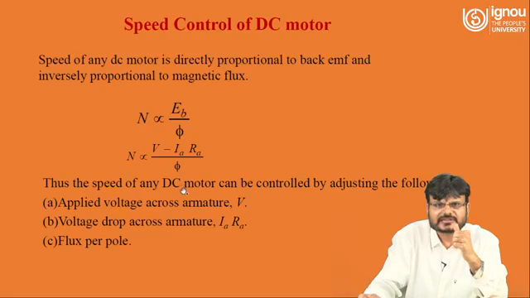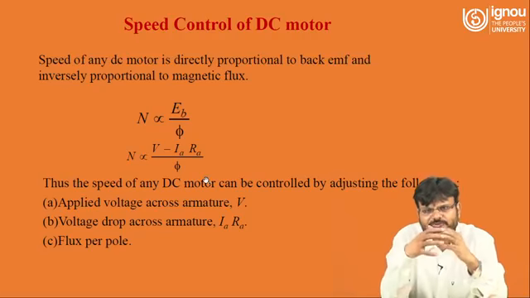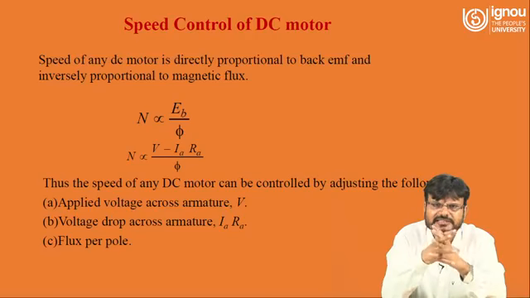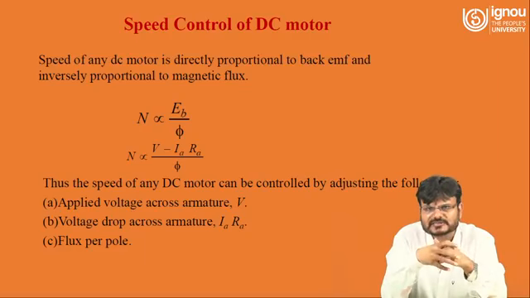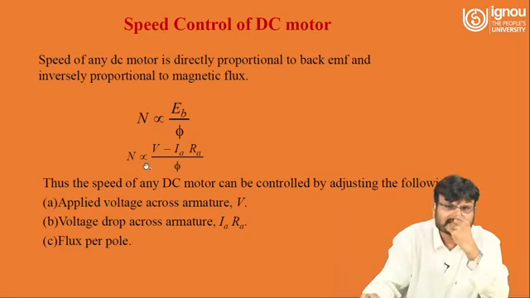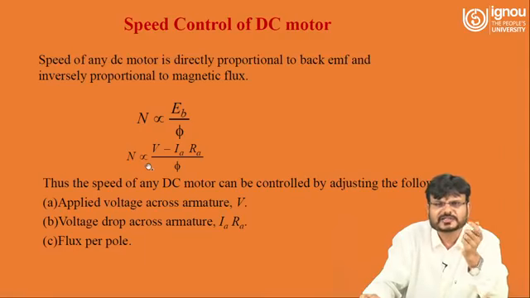The third method is what? The flux method. That means if you are able to control the flux of the DC motor, flux is what? This flux is generated in the field winding of the DC motor. So if you can control the flux of the DC motor, you can control its speed. Here you can see that N is inversely proportional to phi. That means if phi increases, the speed of the DC motor will decrease. If phi decreases, the speed of the DC motor will increase.